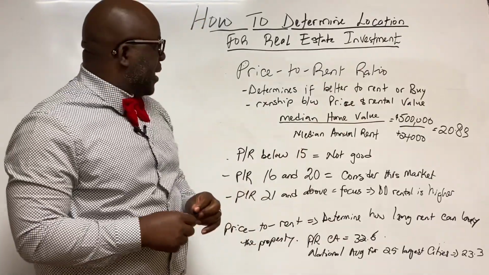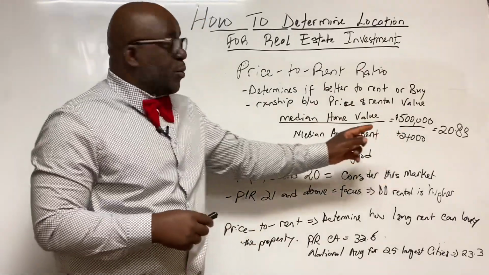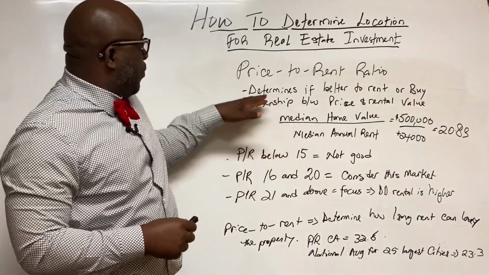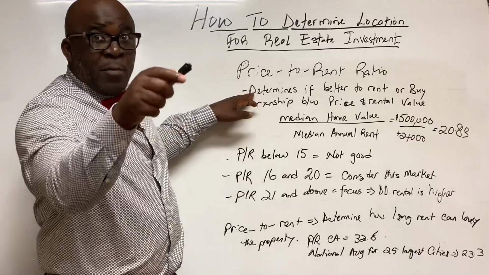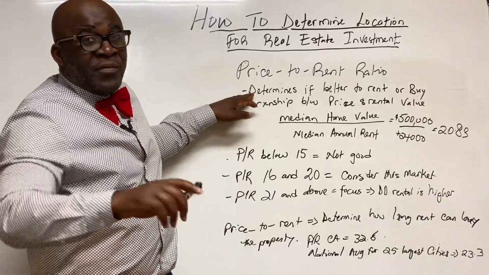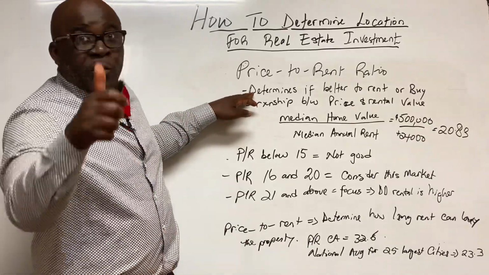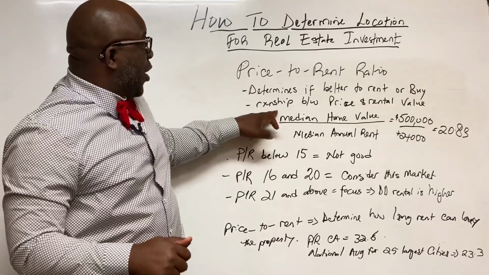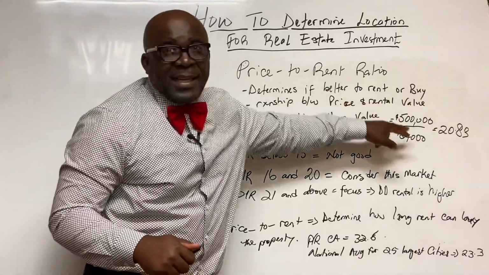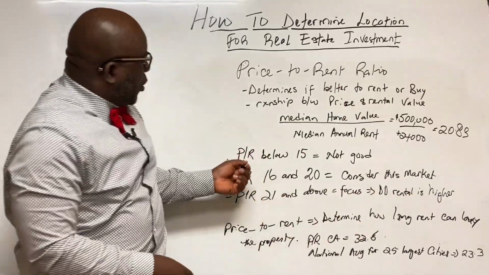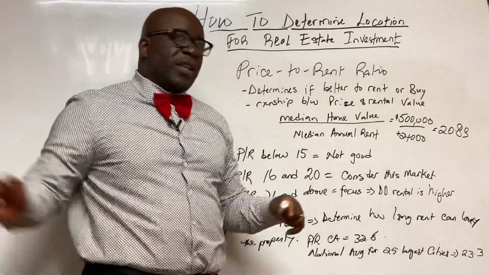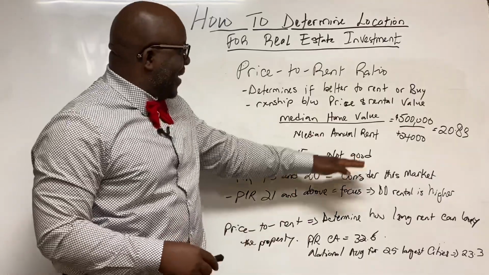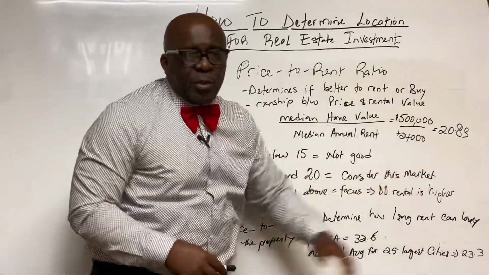Why is that important? It is important because it will tell you if it is better to rent or buy in this neighborhood. If it's better to buy in a neighborhood, you have no business investing there. If it's better to rent, good. It will also tell you the relationship between the price and the rental value. A price to rent ratio below 15 is not good. Don't invest in it. In that environment, it is better to buy than to rent.